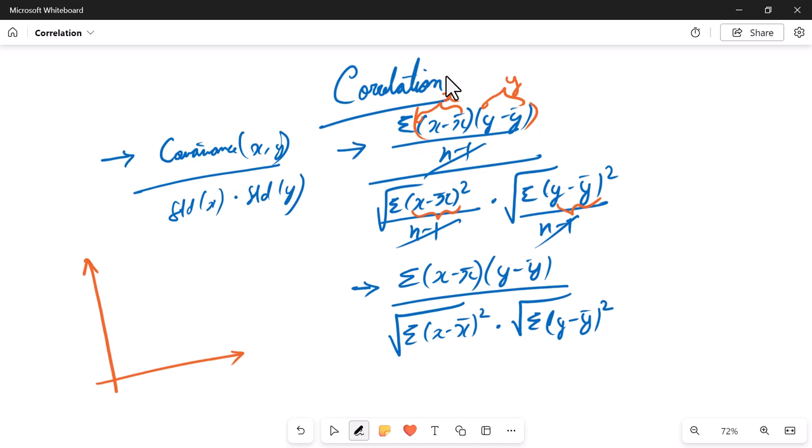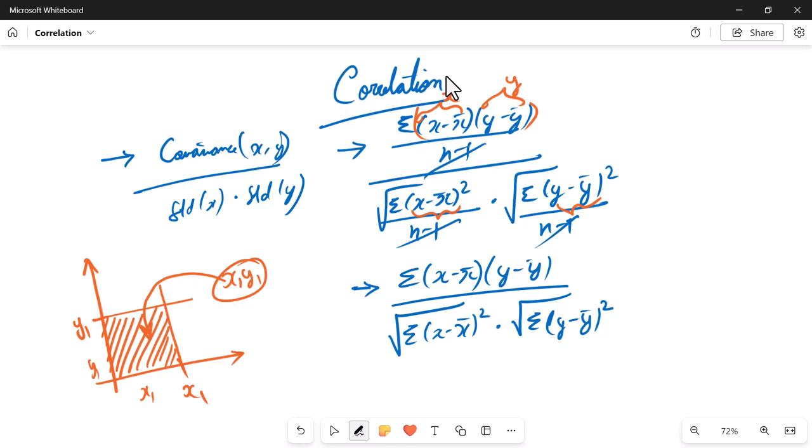By that I mean, if I take some value here on the x-axis, say x1, and some value here on the y-axis, say y1, then what does this product x1 y1 actually convey? It conveys the area enclosed by this particular rectangle, having x1 and y1 as its length and breadth, as its dimensions. So this is what x1 y1 represents, this particular area. So essentially, in the numerator, we are finding the areas of the rectangle corresponding to each point in the data set.